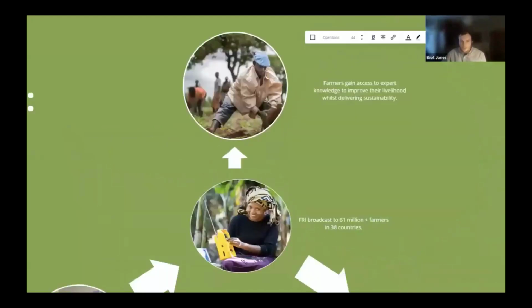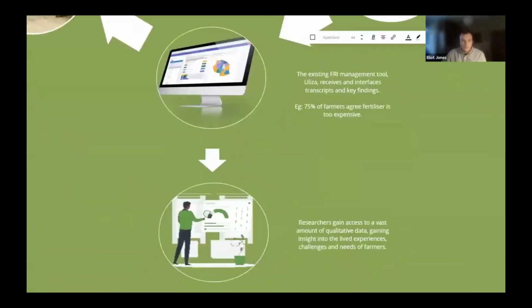Providing they have access to radio, which remains one of the most effective and trusted methods of extension across Africa, in particular when access to smartphones remains restricted, farmers will gain access to expert knowledge to improve their livelihoods whilst delivering sustainability. And at the same time, researchers gain access to a vast amount of qualitative data with insights into the lived experiences, challenges, and needs of farmers.